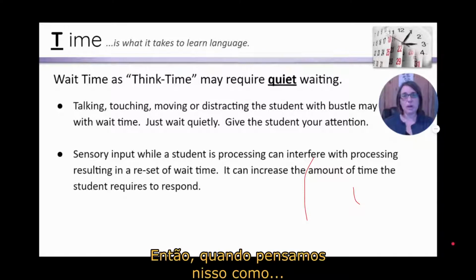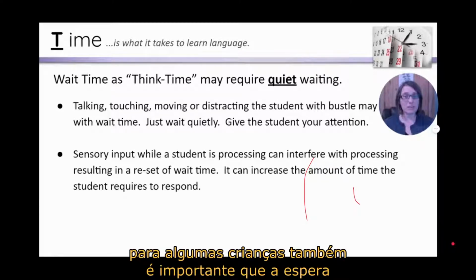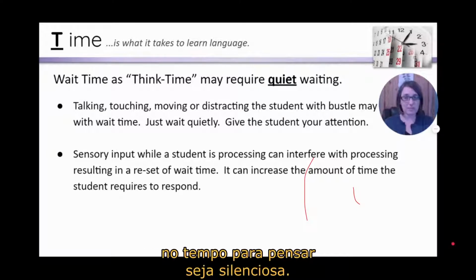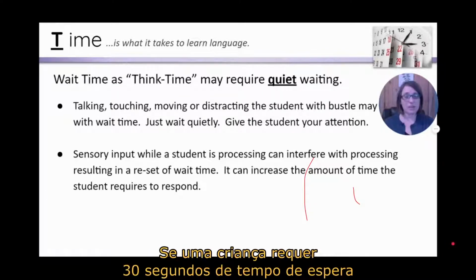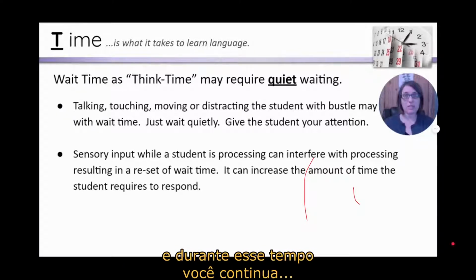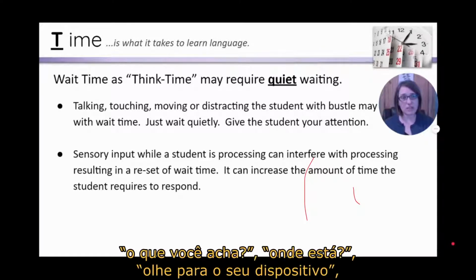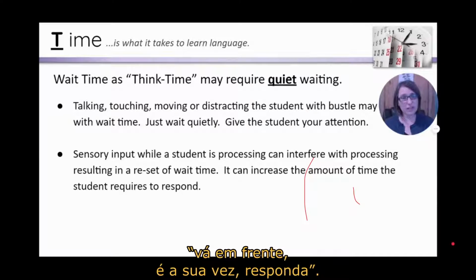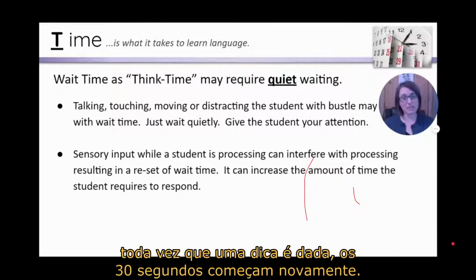So when we recognize that it is think time, for some kids it's also really important that the waiting around that think time is quiet. Talking, touching, moving can be distracting, and for some kids it can reset their wait time. So if a child requires 30 seconds of wait time, and during that time there's continued prompting: "What do you think? Where is it? Look at your device. Go ahead. It's your turn. Answer." In that time, all of those prompts can actually reset their wait time. So every time a prompt is given, the 30 seconds starts over.